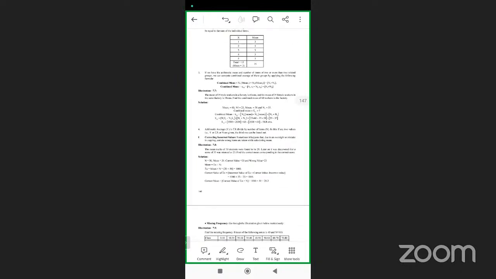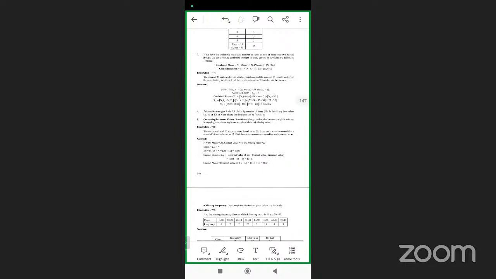The combined mean, let us see this formula. The mean of 25 male workers in a factory is 60 centimeters, and the mean of 35 female workers is 85. Find the combined mean of 60 workers in the factory. How will we get it? For N1, mean M1 is 60; for N2 = 35, mean M2 is 85.